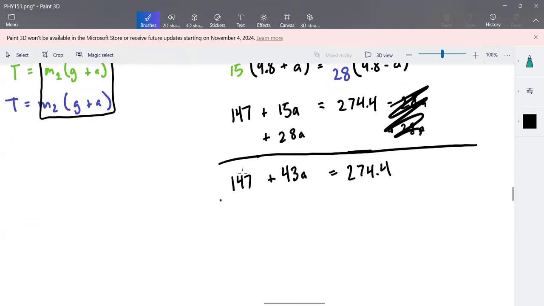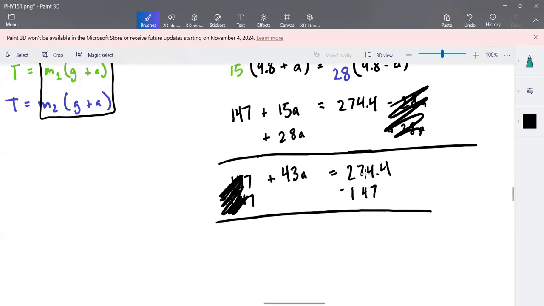Next up, I'm going to subtract 147 from both sides. So we're going to have to do 147 minus 147. That just disappears. That's the whole point. On the other side, 274.4 minus 147 is 127.4. And again, I'm going to carry down what I haven't dealt with yet. And really, I just have 43A equals 127.4.